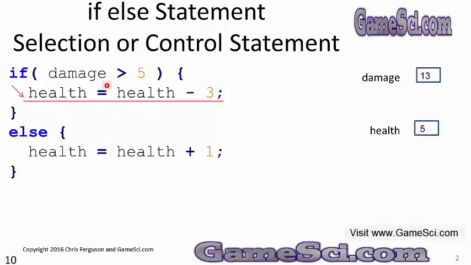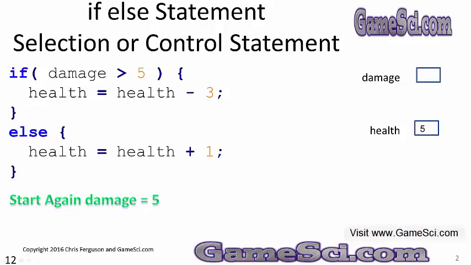When the condition or Boolean is true, we will select this piece of code to execute. Health equals health minus 3 will execute, and you can see the updated 5 in the health variable. When it's done with the if portion of the if-else statement, it will skip past the else and continue on with the program. One more time and we'll wrap it up.